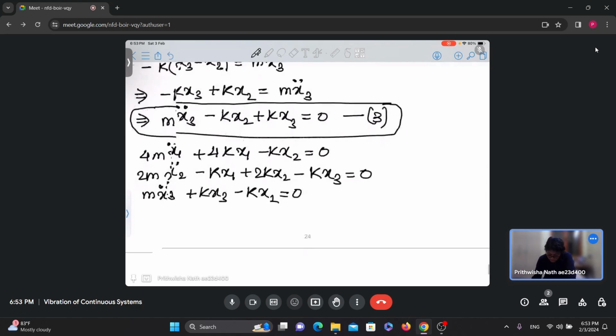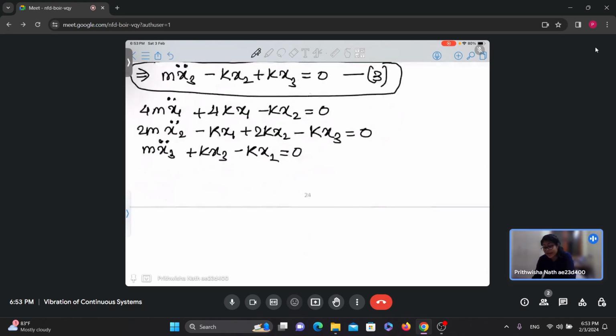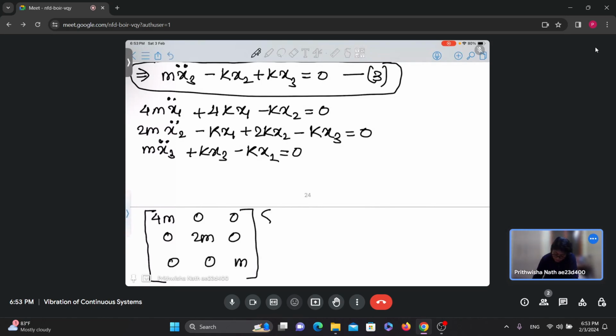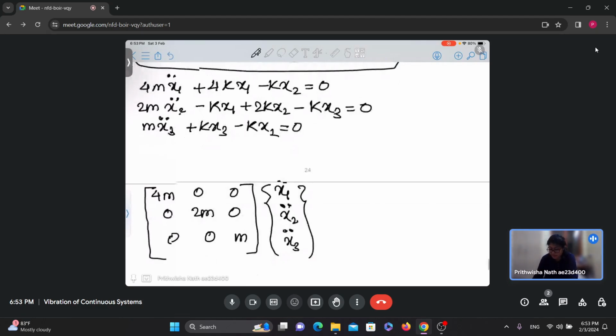So first taking the coefficients for x1, x2 and x3 double dot. So how can I write this? 4m 0 0, 0 2m 0, 0 0 m. You can multiply and see if the first terms are coming.